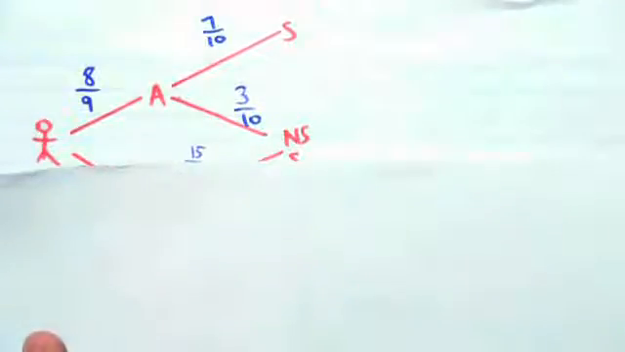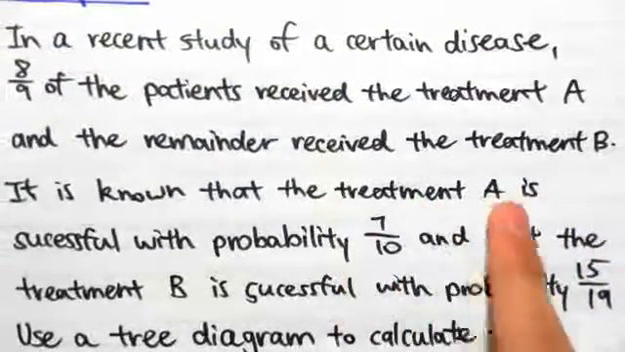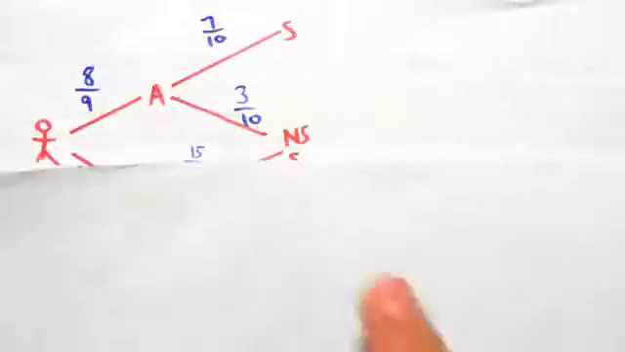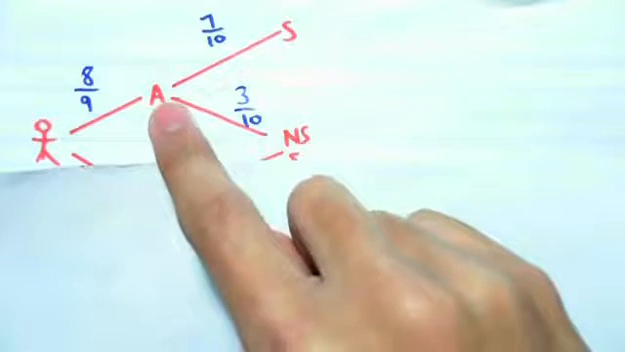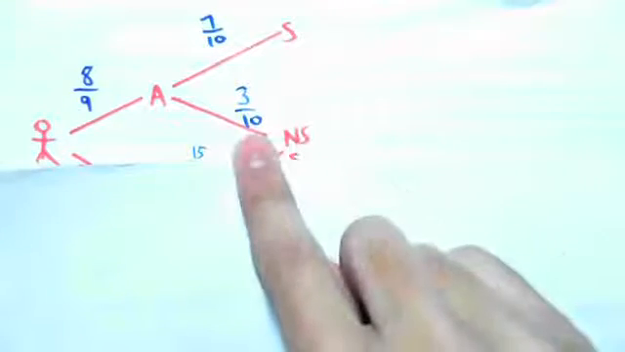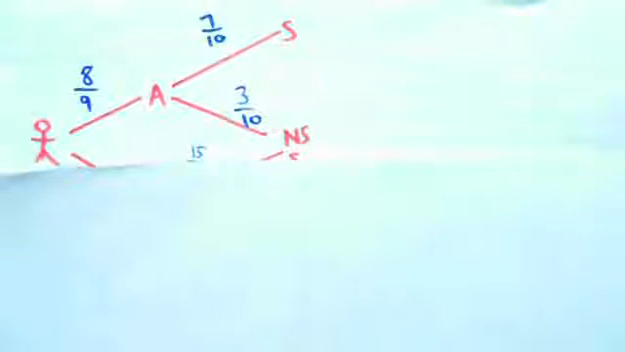So let's say that he received the treatment A. So the success probability is given here. It says treatment A is successful with a probability of 7 on 10. So S here means successful and S-bar means unsuccessful. So if he is being given the treatment A, he has a 7 on 10 chance of being successful and 3 on 10 chance of being unsuccessful. I got 3 on 10 because it's 1 minus 7 on 10.